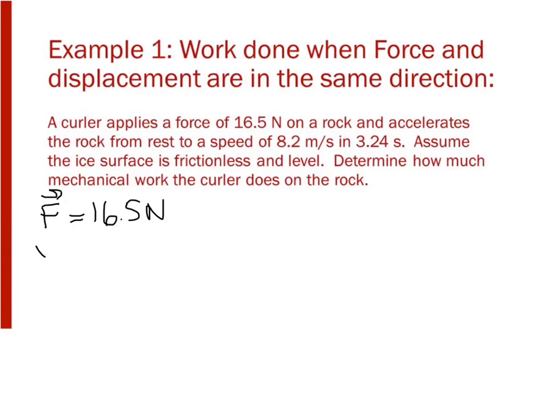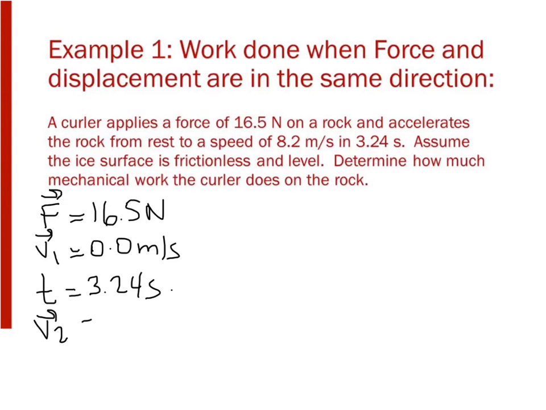We know we're accelerating from rest, so that must mean that our V1 is 0 meters per second. And we know our time is 3.24 seconds. And we know our V2 is 8.2 meters per second. And so it says determine how much mechanical work. So to figure out work, we need to do force times a displacement. So we have a force, so that's good, but we need a displacement.